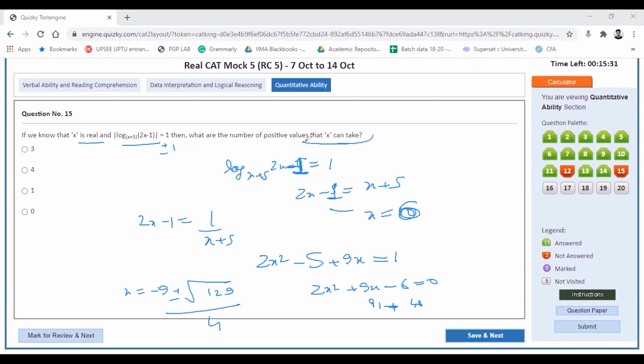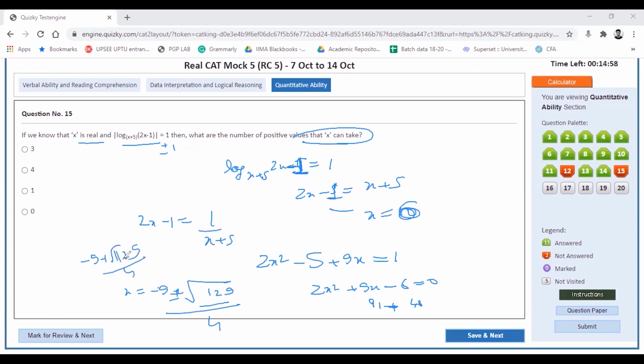It is asking me the number of positive values. Minus 9 plus root 129: now this is greater than 0. Even if I take the negative value, I would not be interested in it. If I take the positive value, I think this value seems possible, minus 9 plus root 129, divided by 4.